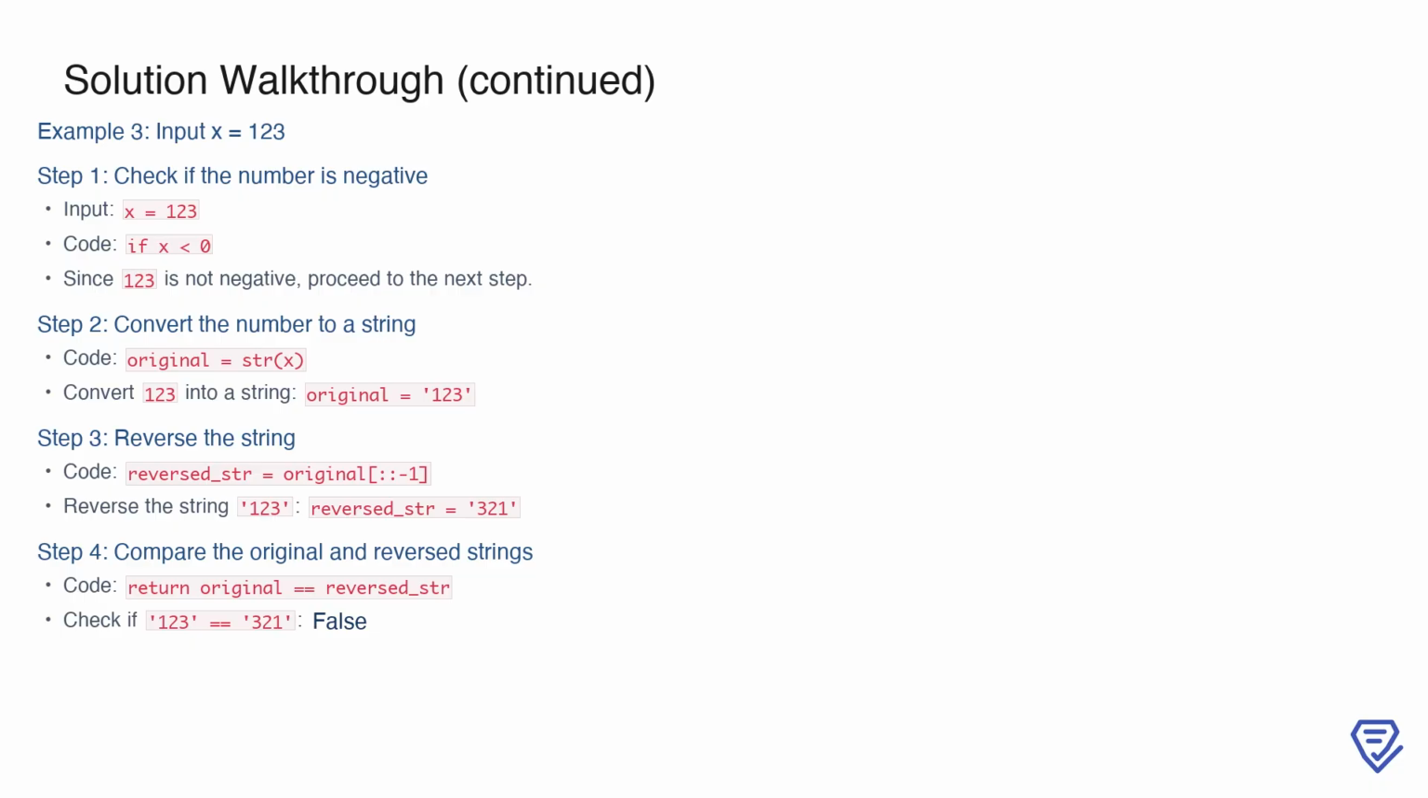The final step is to compare the original and the reversed strings. Since 123 is not equal to 321, the function returns false. This indicates that 123 is not a palindrome because its digits do not read the same backward as forward.